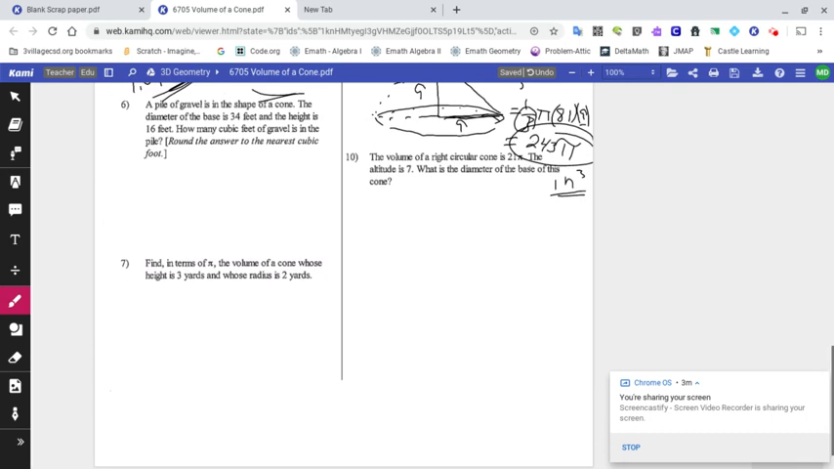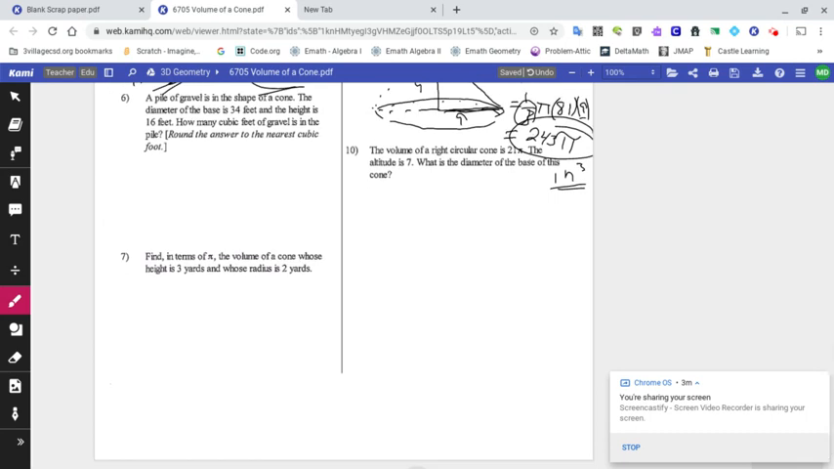Number 10 was the last one. The volume of a right circular cone is 21 pi. I know that equals 1/3 pi r squared, and the altitude is 7. I need to solve for the radius, but the final answer needs to be the diameter, so I'm going to have to double it. First I'm going to solve for the radius. I'm going to multiply both sides by 3 to get rid of the 1/3. That's going to be 63 pi, which equals pi r squared times 7.